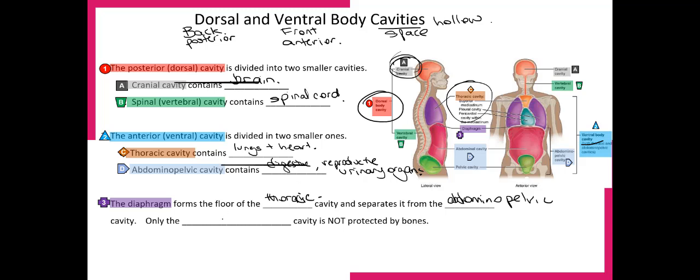So out of these cavities, all of them are protected by bones except for the abdominal cavity, right? This is the only cavity that's not protected by bones. Your pelvic cavity is somewhat protected by the pelvic bones. Your cranial cavity is protected by your skull. Your vertebral cavity is protected by the vertebrae. Your thoracic cavity is protected by the rib cage, right? So only your abdominal pelvic cavity is mostly not protected by bones.